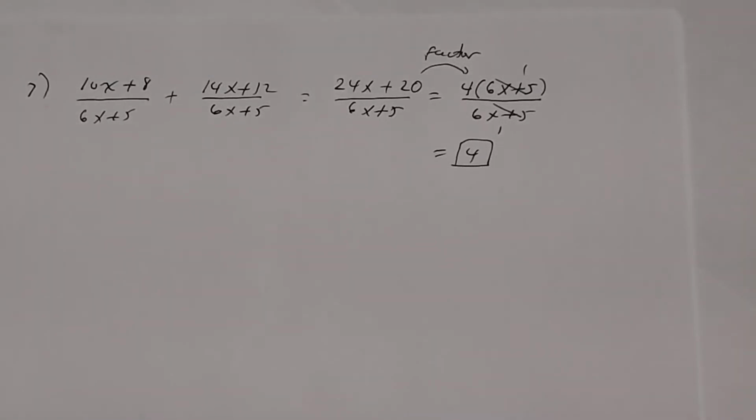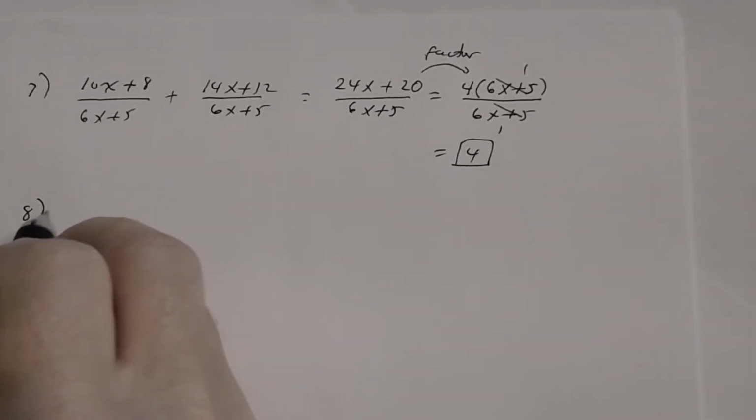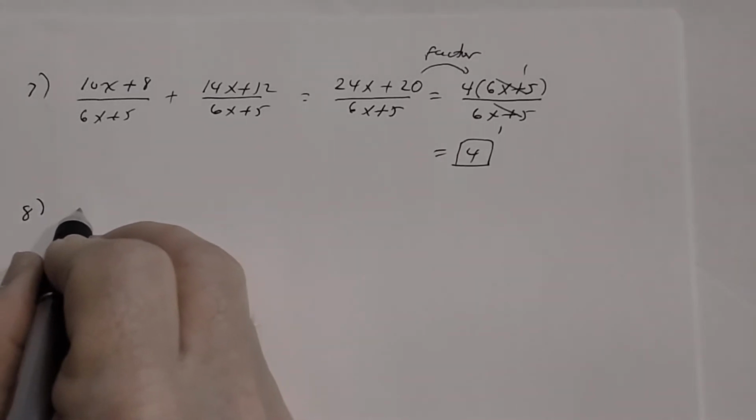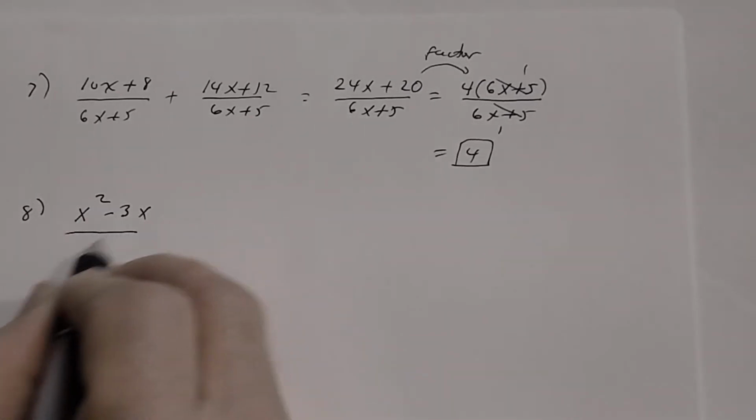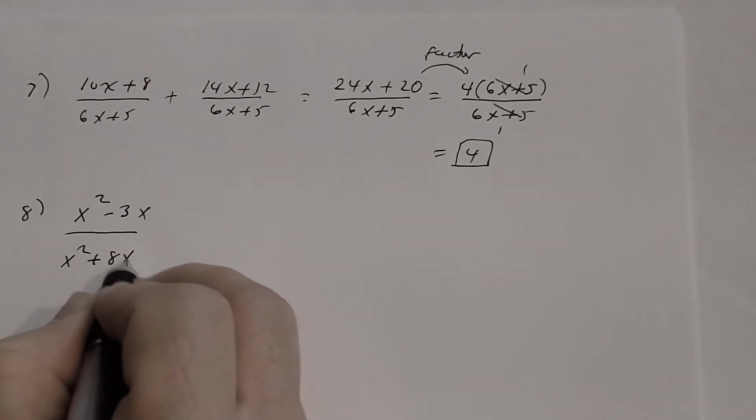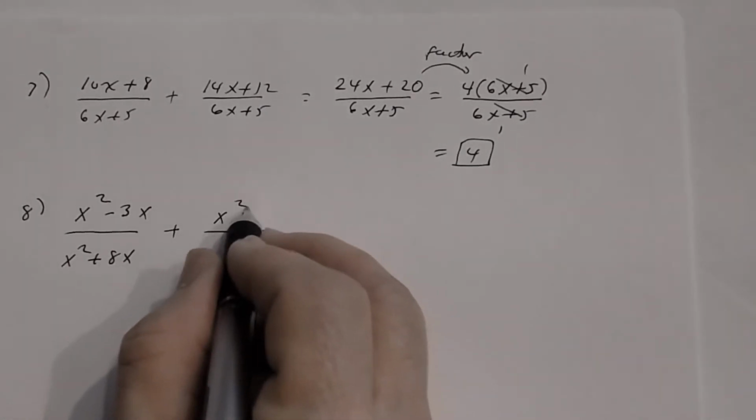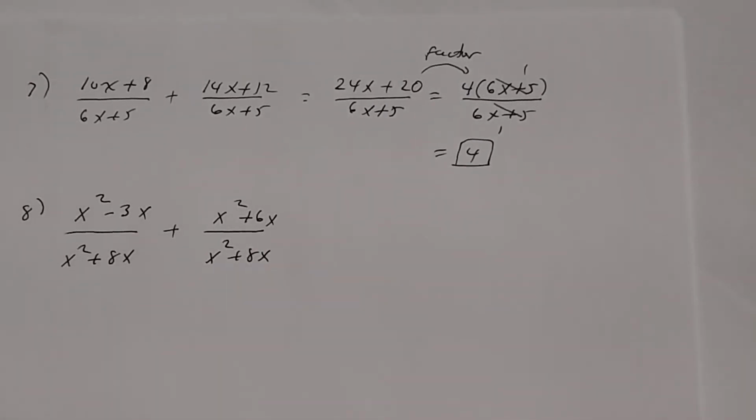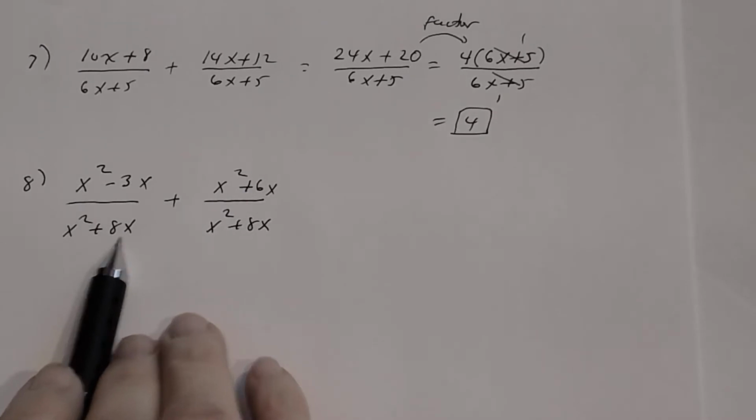Okay, number 8. Let's suppose we had x squared minus 3x divided by x squared plus 8x, and then you're adding that to x squared plus 6x divided by x squared plus 8x. So now what we have is two rational expressions with the same denominator.